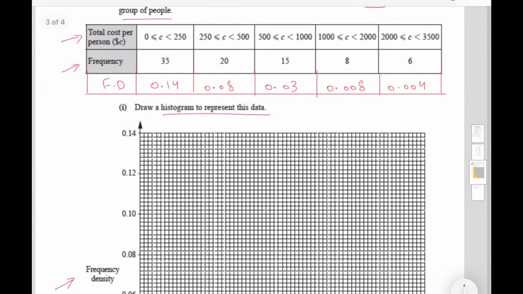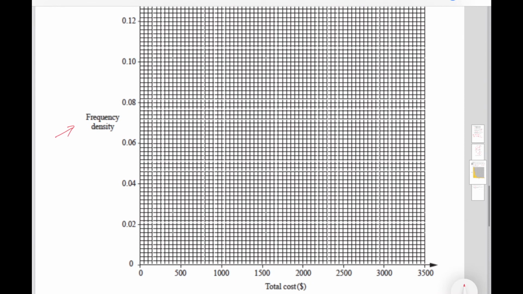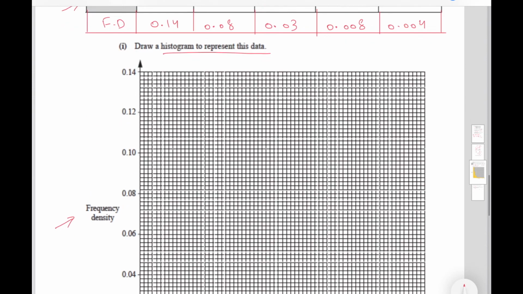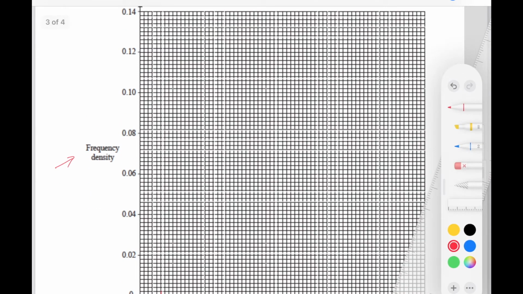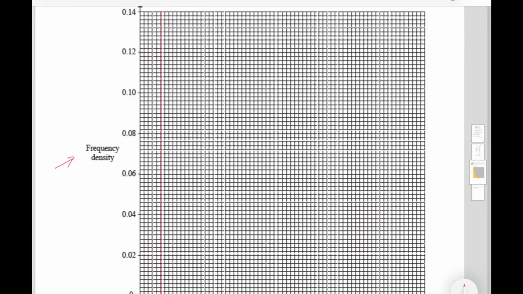Let's mark these values. So for the first one, from 0 to 250, it is 0.14. So from 0 to 250, which is 1, 2, 3, 4, 5, this line over here, it is 0.14. So we draw a line that extends from the bottom to the top, all the way to the top. So that's the first bar.